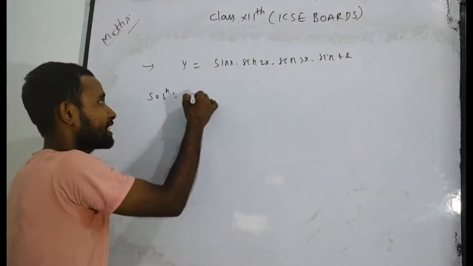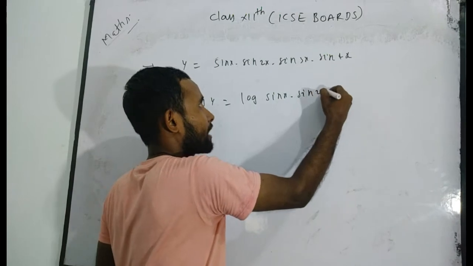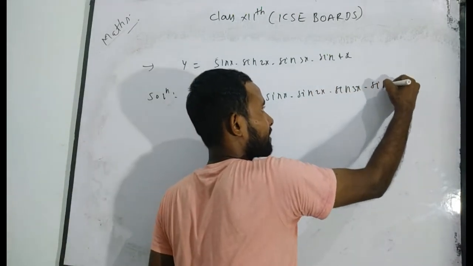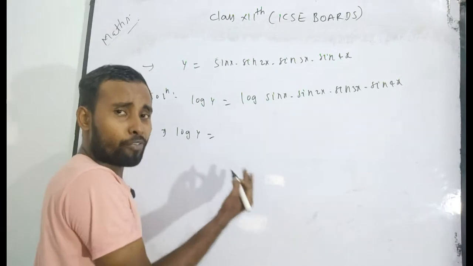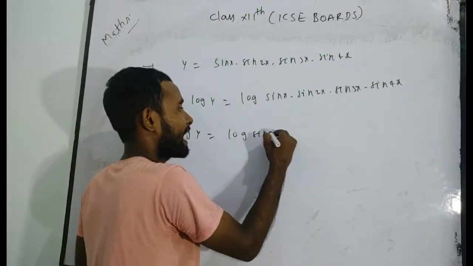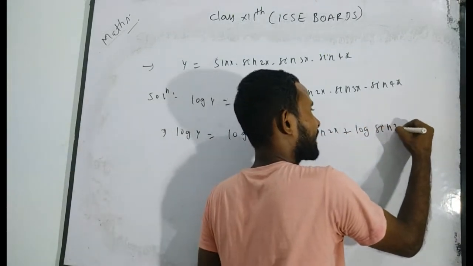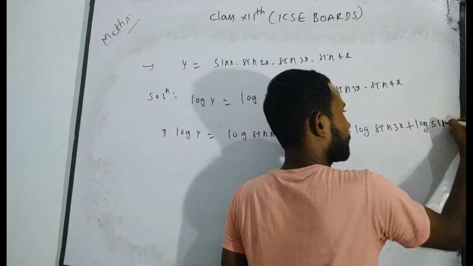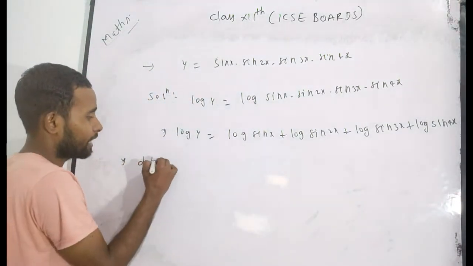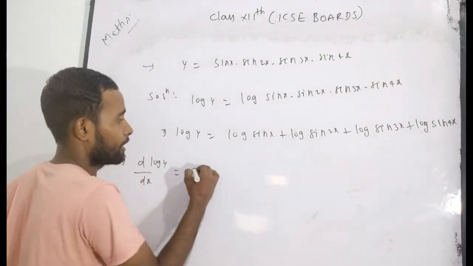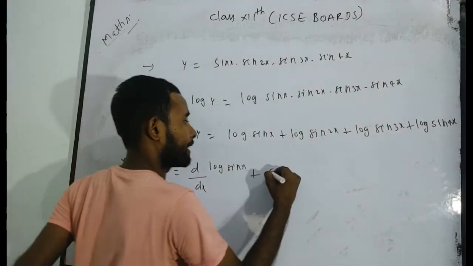If you take log on both sides, in LHS you will get log y, and in RHS you will get log of sin x into sin 2x into sin 3x into sin 4x. I think you understand very easily. Now if you use the property of log in RHS, you will get log sin x plus log sin 2x plus log sin 3x plus log sin 4x. Now differentiate on both sides with respect to x. Firstly, differentiate log sin x with respect to x.